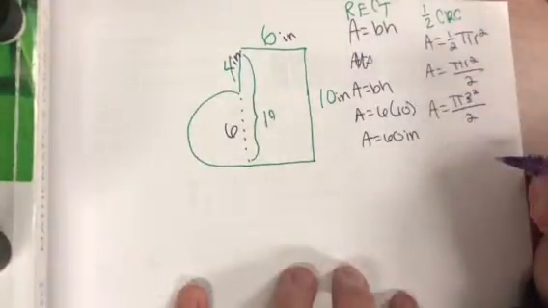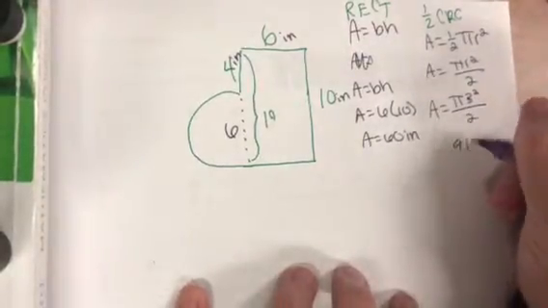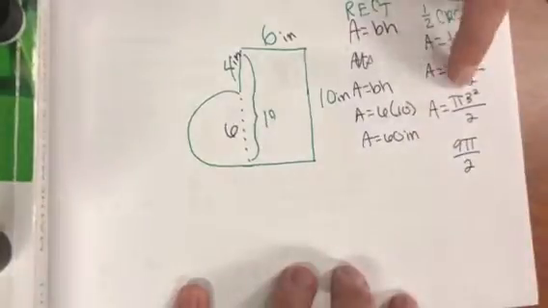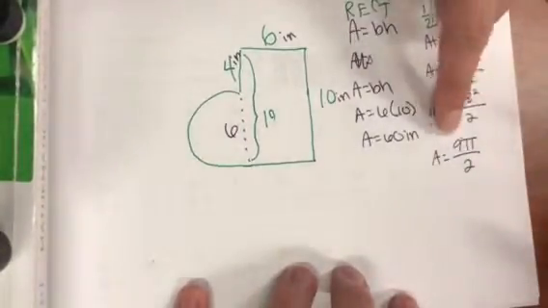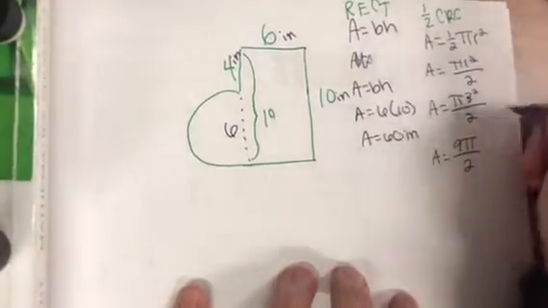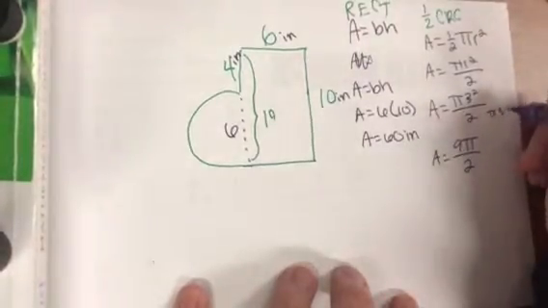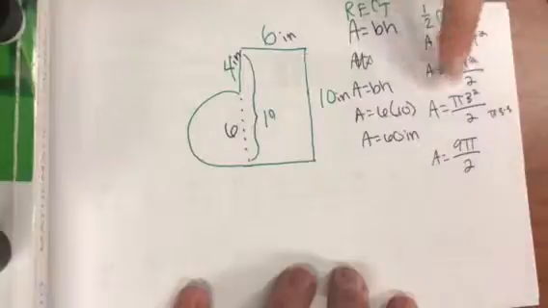What is 3 squared? 9. So I've got 9 pi over 2. And it's not 6. We did 3 times 3. Pi times 3 times 3. Okay, so here we go.